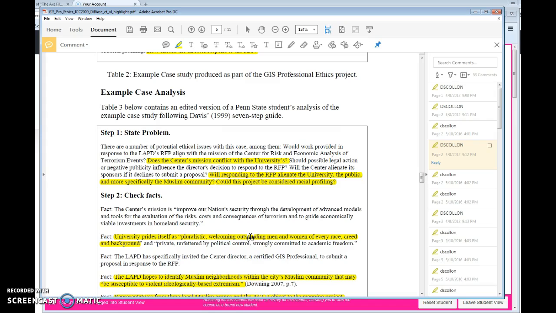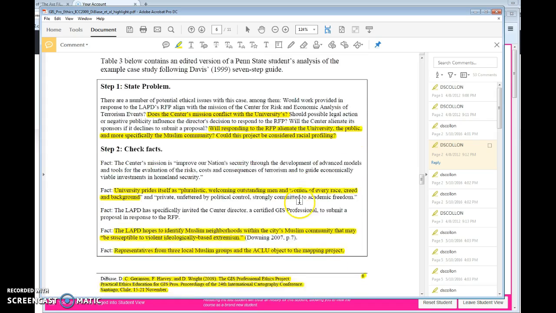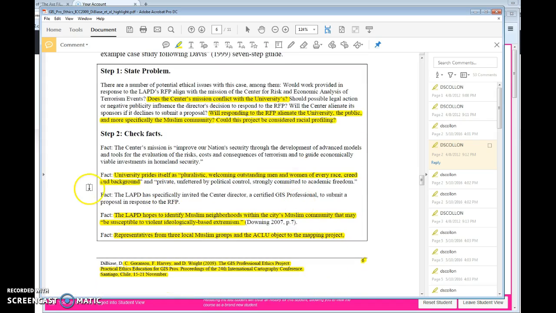Okay, so the statement of the problem. Does the center's mission conflict with the university's? Will responding to the request for a proposal alienate the university, the public, and more specifically the Muslim community? Could this project be considered racial profiling? An important concept that I think we've talked about. Okay, so check the facts.